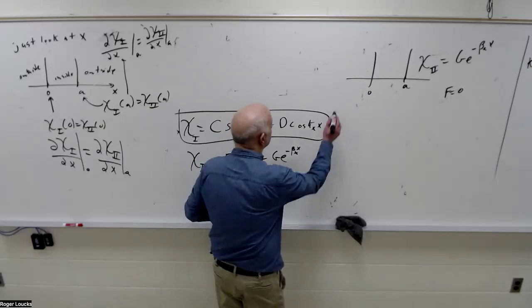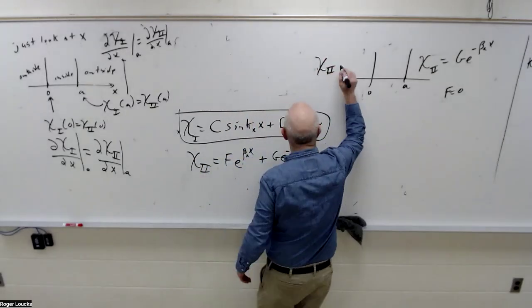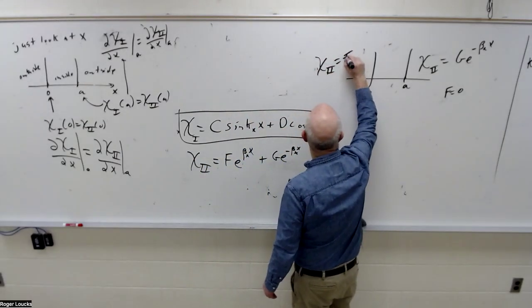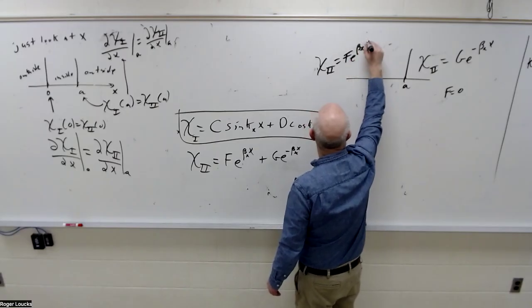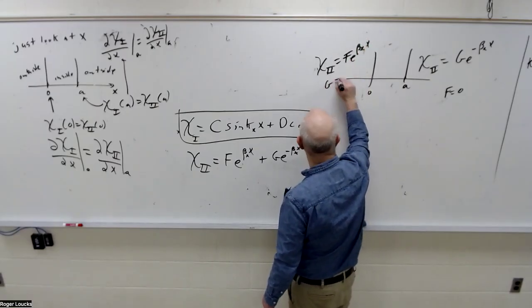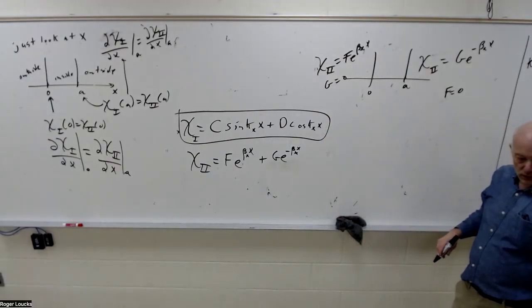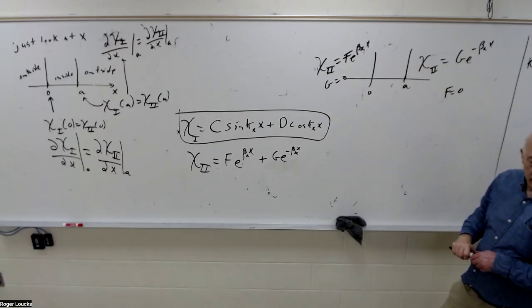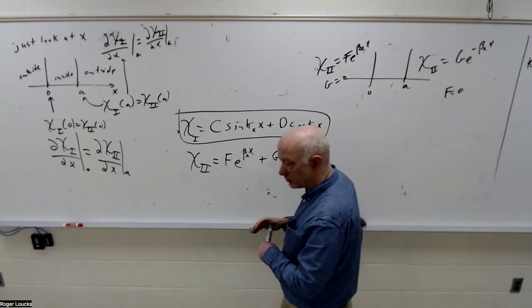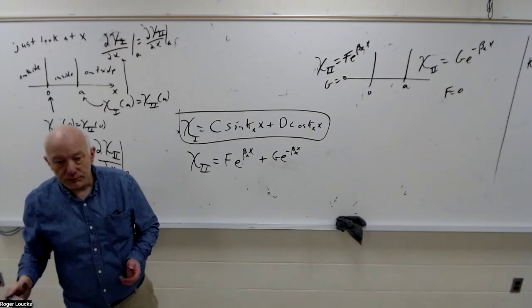What happens on this side? My chi then has to be my f e to the beta x. In this case, the g is 0. Now, what did we do when we did the 1D problem? We set this all up and that was all nice and we had fun. But then we did something.